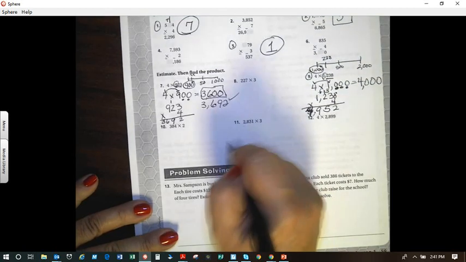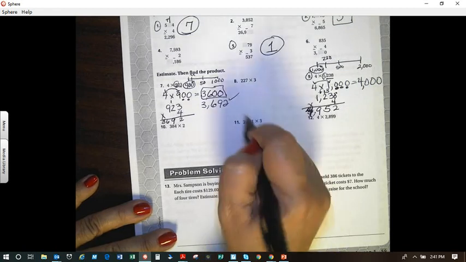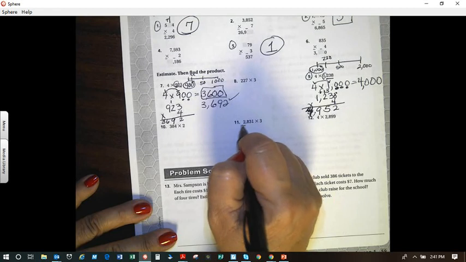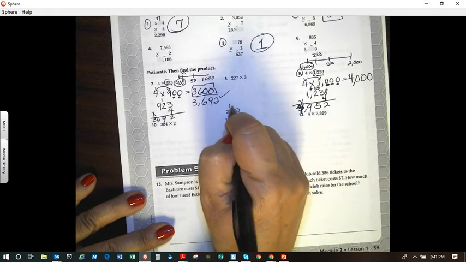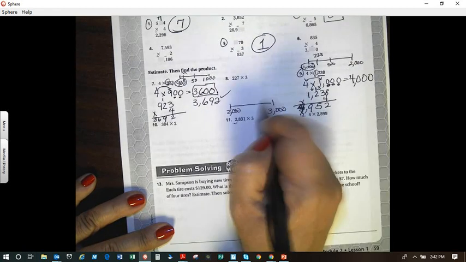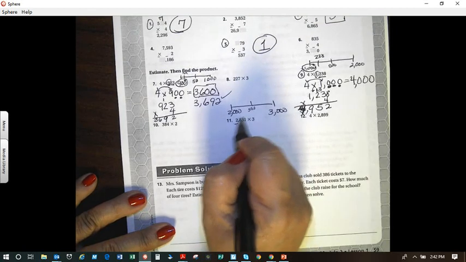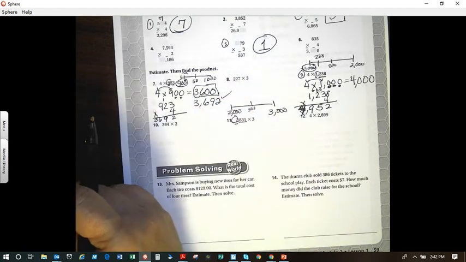I have 2,800, and we want to find out what has the highest place value that we have here. It is 2, and so putting it on my number line, I have 2,000, and then what comes after 2,000? 3,000, and what's in the middle? You're absolutely right. It's 500. Is 831 greater than or less than 500? Yep, you're right. It's greater than.